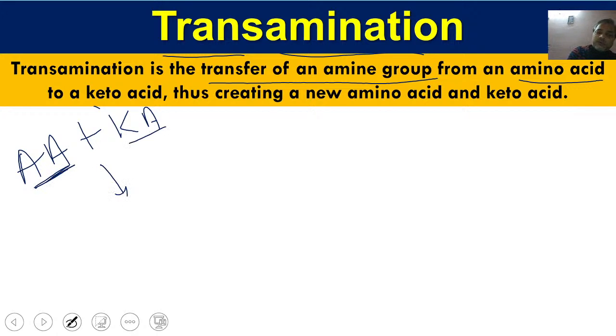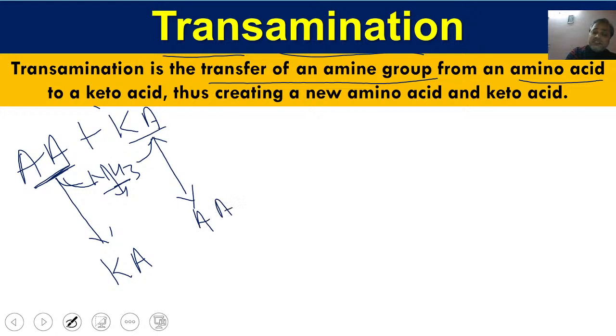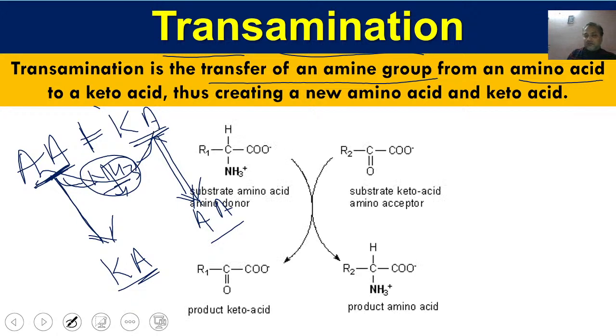This amino acid removes its ammonia, and this ammonia will be taken by this keto acid. So this amino acid, after the removal of ammonia, will be converted into a keto acid, and the keto acid, by taking the ammonia, will be converted into an amino acid. Means you have a reaction between amino acid and keto acid, and the products are a keto acid and an amino acid. This is called the transamination reaction, the transfer of ammonia from the amino acid to the keto acid, and it happens vice versa.